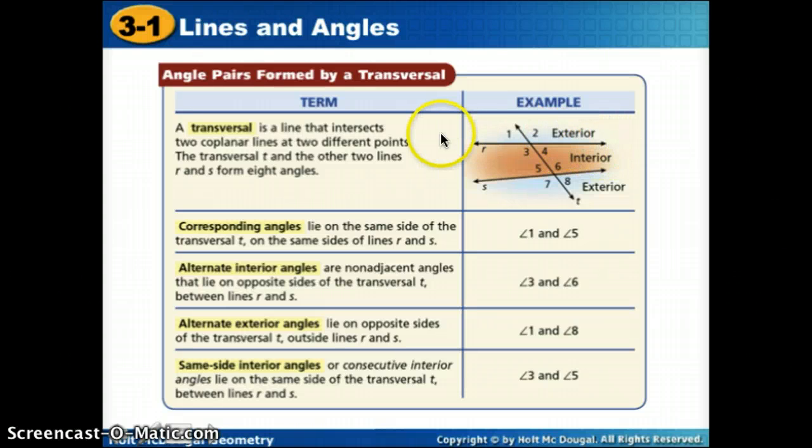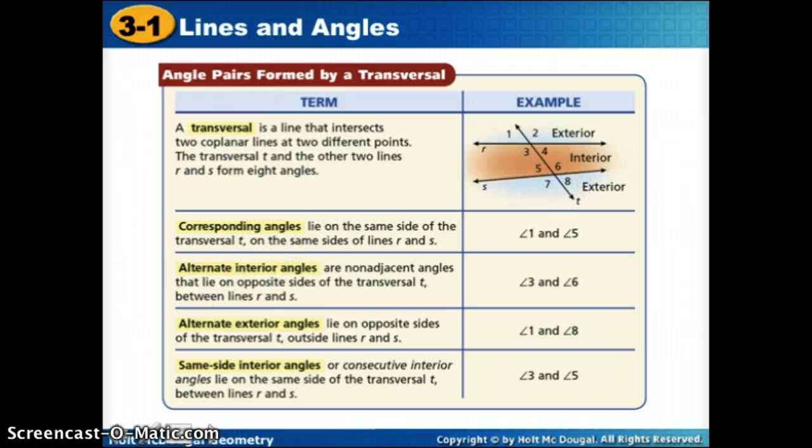First of all, we have some areas that are created. When we have 2 lines, notice we have some space in between the 2 lines. We're going to call that our interior. We also have some space outside the 2 lines. Those are our exteriors. So that's going to help us make our pairs. And now we're going to talk about these angles in relationship to the transversal. So this intersection is always going to have a pair that relates to another angle in this intersection.